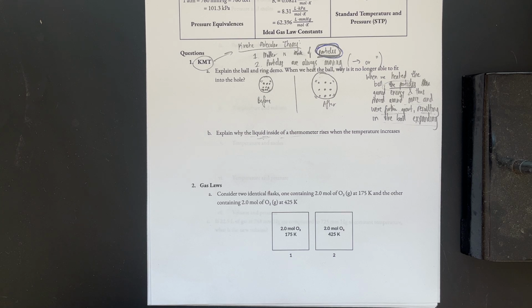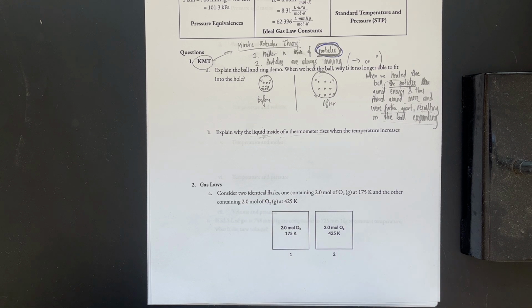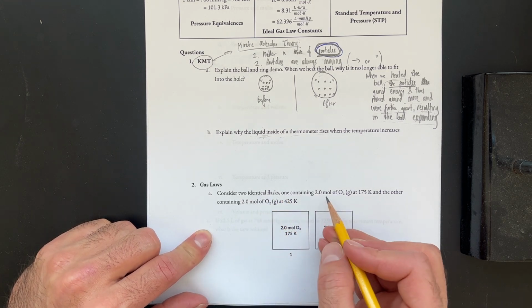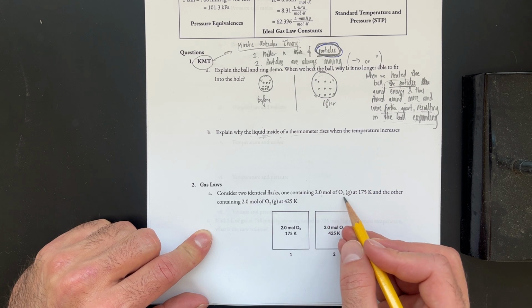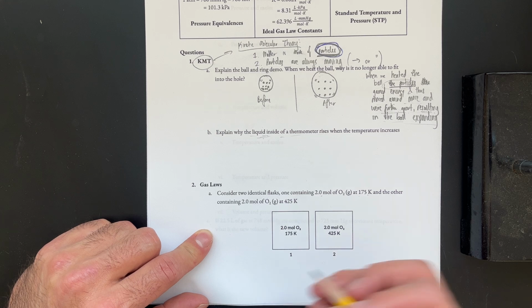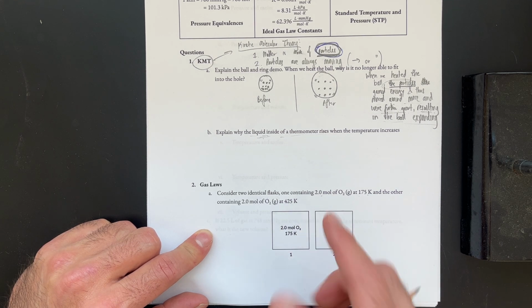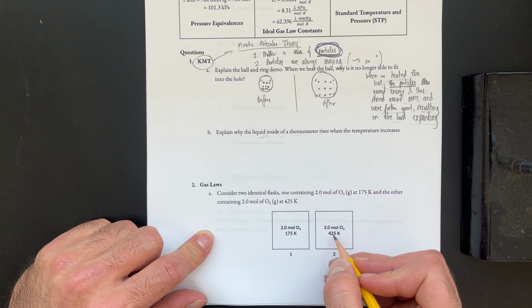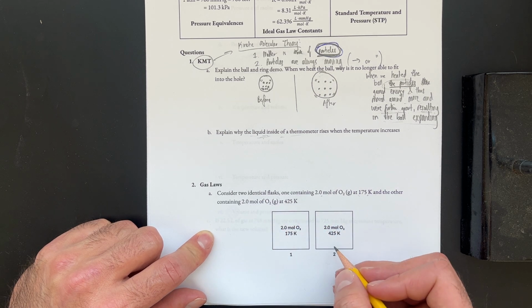And with gas laws, there's a couple different types of questions. One is just a conceptual question, such as this one. In this question, it says, consider 2 identical flasks, one containing 2 moles of O2 gas at 175 K. Now remember, mole is referring to the number of particles we have, right? And so 2 units of particles at 175 K, and the other containing 2 moles of O2 at 425 K.